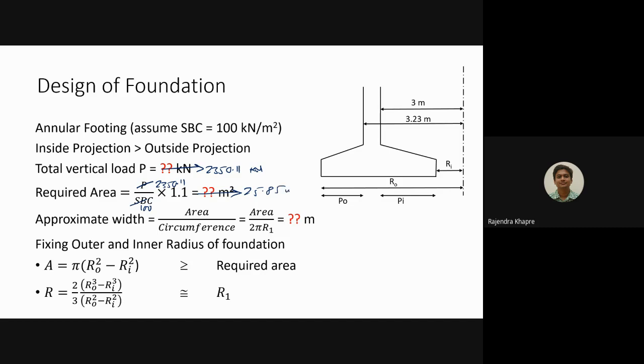28.5 मीटर स्क्वायर. Someone please cross check. बराबर है. ठीक है. So basically we need to have a cross section or footing area measuring about 25.85 meters square.